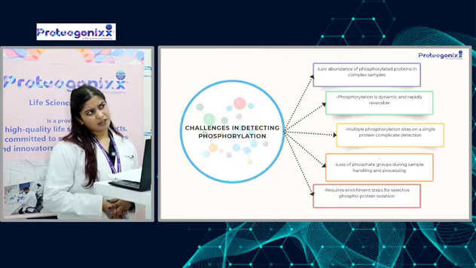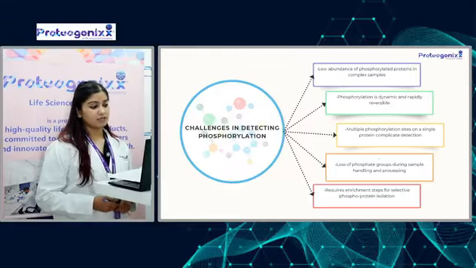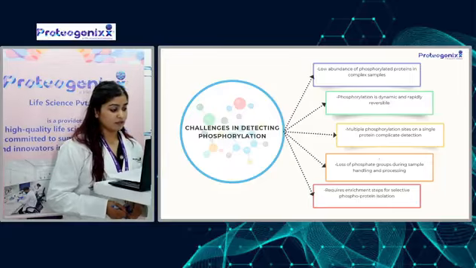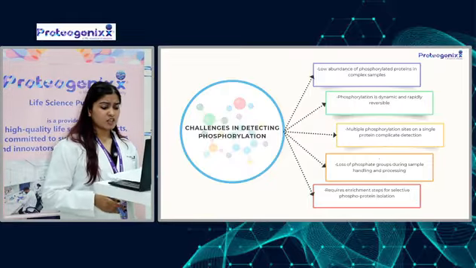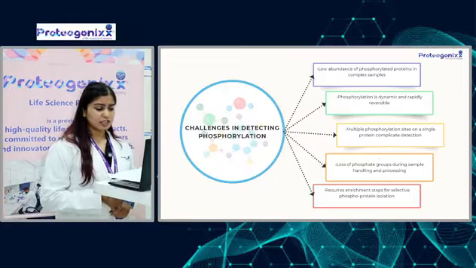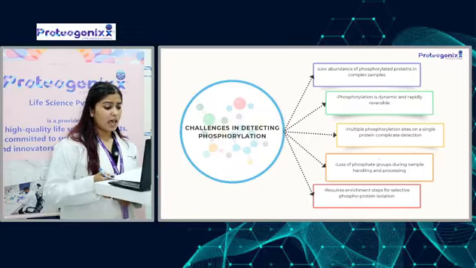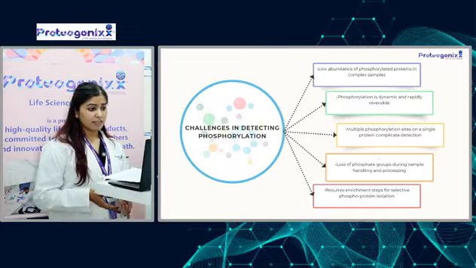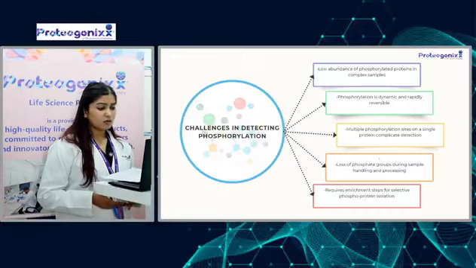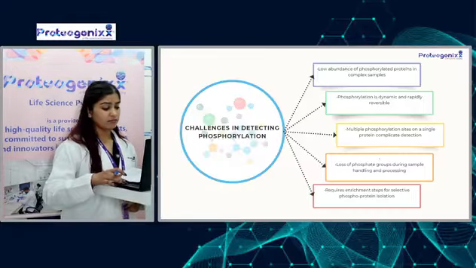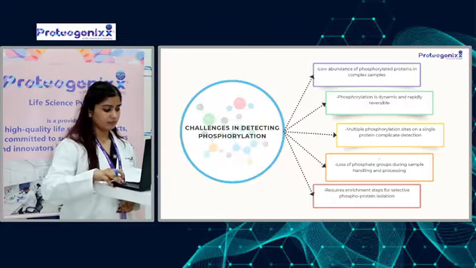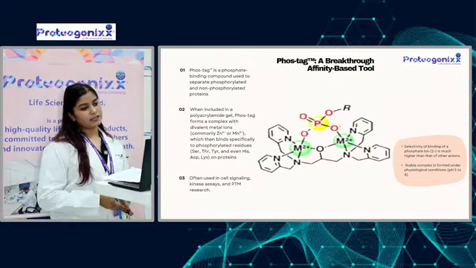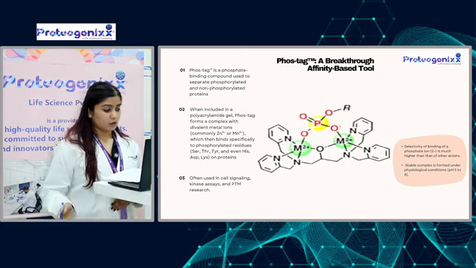So some of you might also have faced difficulties in detecting phosphorylation levels. Despite its importance, phosphorylation is hard to detect because of its transient nature, low abundance, and potential site multiplicity. And also the loss of samples during handling adds another hurdle. So this is where Phos-tag plays an important role.